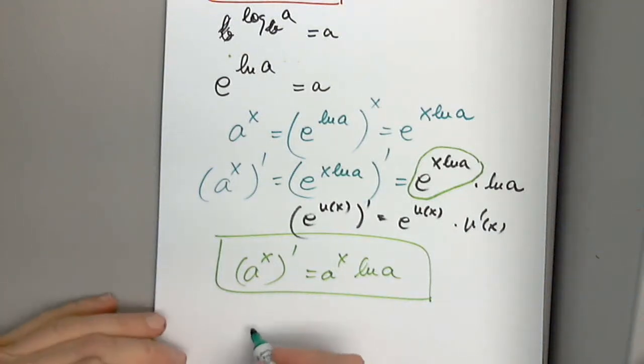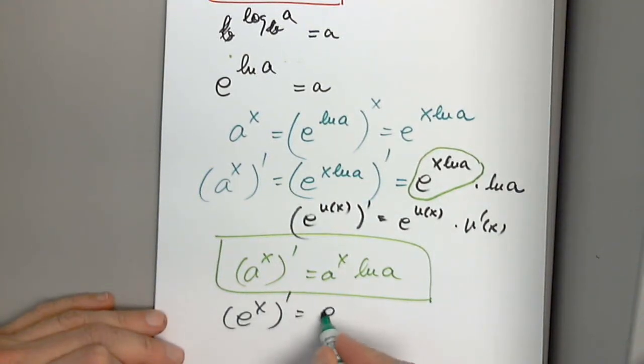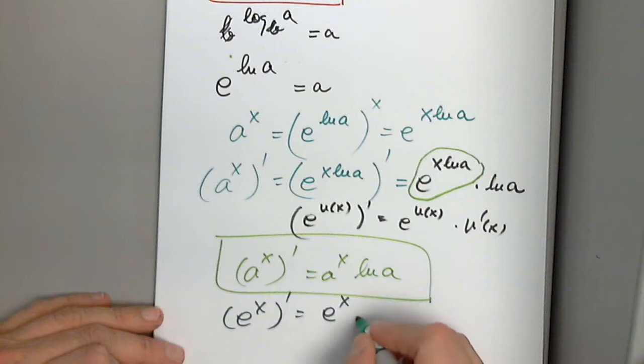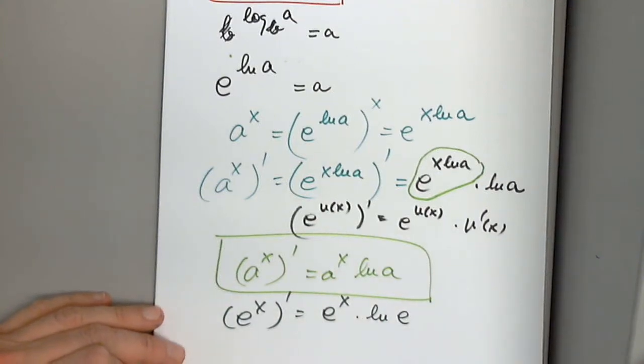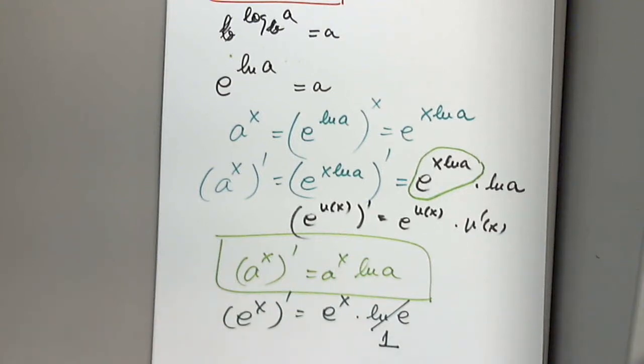So if we have e to the x prime, we only have e to the x, because if we multiply by natural log e, how much is natural log e? It's the same formula, after all. So when you have a different base than e, all you have to add is to multiply by natural log of that base.